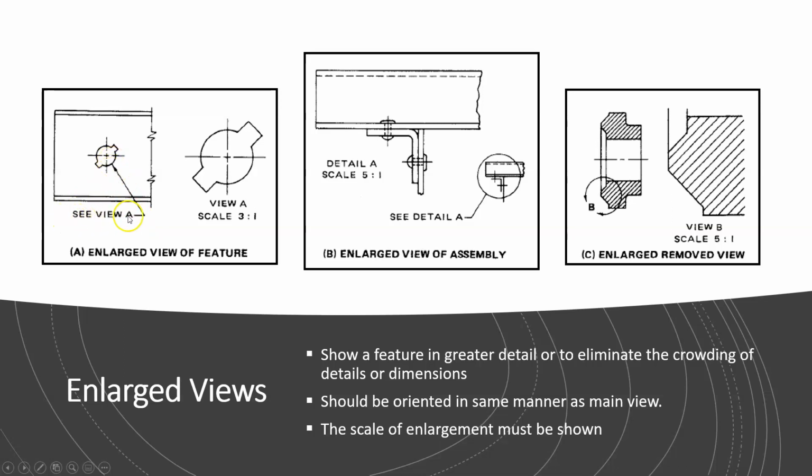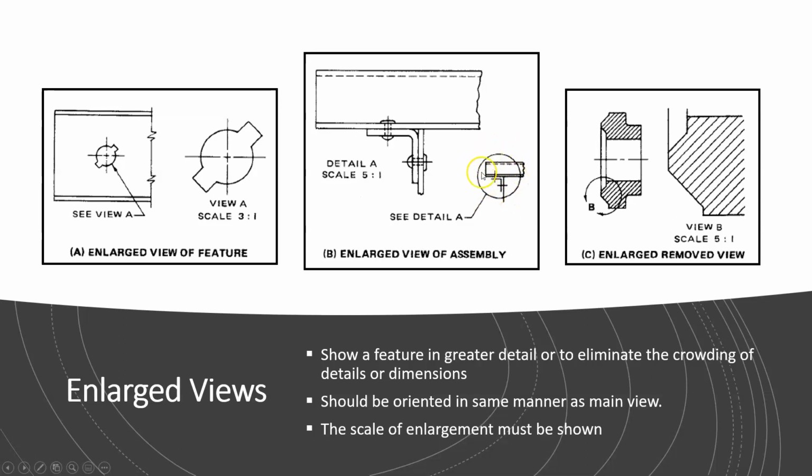We're going to say view A, and then we're going to call it out over here and enlarge it. Now, one of the rules when we're showing an enlarged view is you must include the scale. With an enlarged view, the scale is going to be larger, right? So here we're enlarging it by a factor of 3. So it's a 3-to-1 enlargement. It should be oriented in the same manner as the main view. We don't want to rotate it because that would just be confusing. So here we have detail view A.